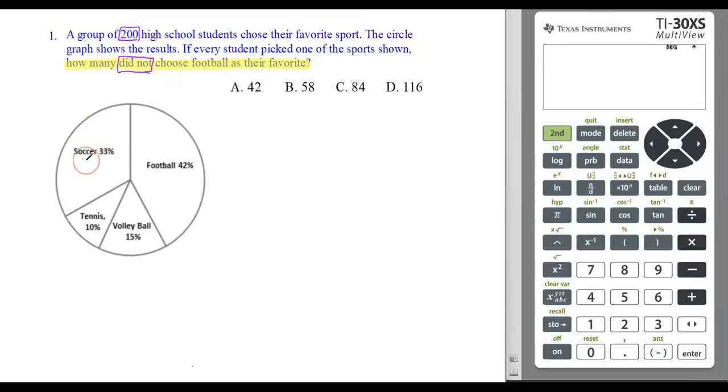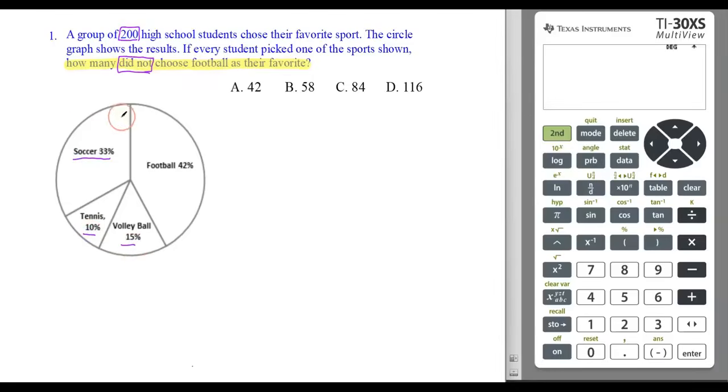It's telling us that 33% of the students chose soccer as their favorite, 10% chose tennis, 15% chose volleyball, and 42% chose football. Now, note that these are percentages here, and our answer choices are not percentages. They're representing different things. The goal in this question is to figure out the total number of students out of 200 who did not choose football as their favorite sport. So they chose something other than football. They chose soccer, tennis, or volleyball.